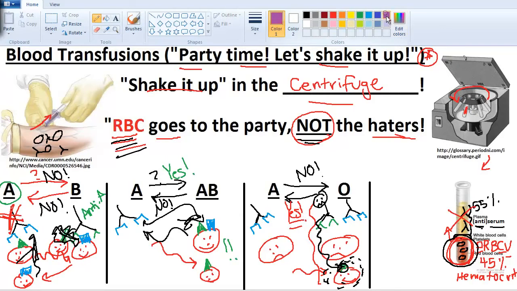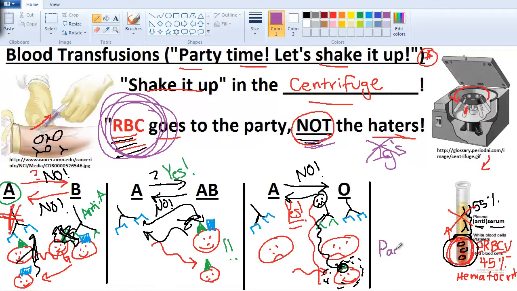So again, I cannot emphasize this enough. It's the red blood cell that gets donated. It's not the haters, not the antibodies, the Igs. They do not go over. Nobody wants a hater to come to their party. Leave them at home.